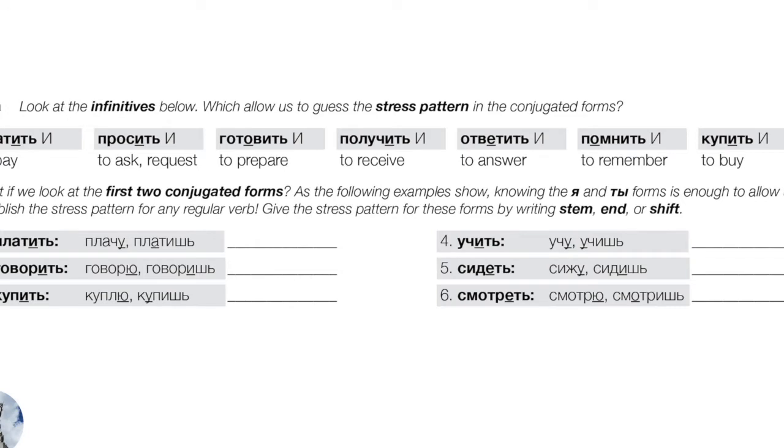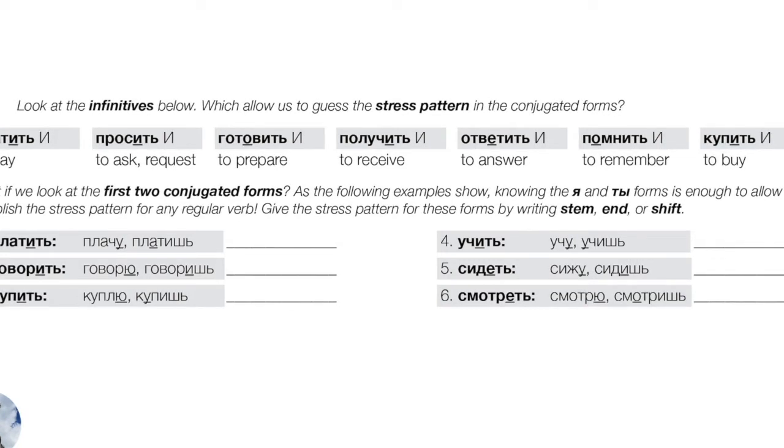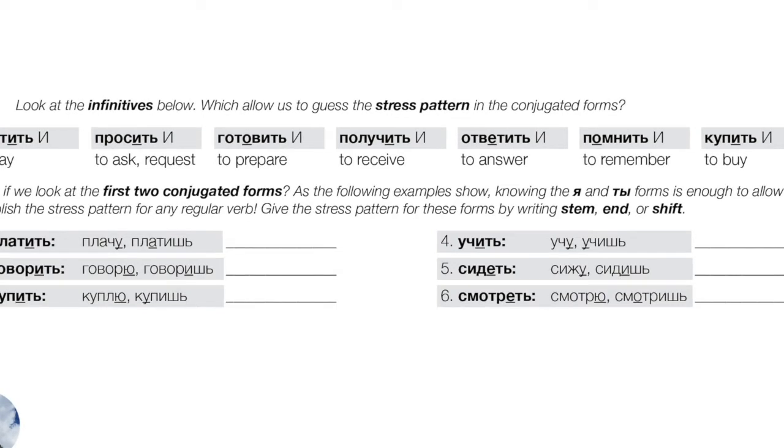Number three, kupić. Okay, we're given kuplu, kupish. All right, that's enough to know we have shifting stress. It'll be kuplu, but then shifting back, kupish, kupit, kupim, kupitje, kupit. Okay, number four, uchit. Uchu, uchish, shifting stress. So it'll be uchu, but then uchish, uchit, uchim, uchti, uchit. Number five, sidieć. Siju, sidish. Okay, that's end stressed. So it's going to stay on the ending everywhere.